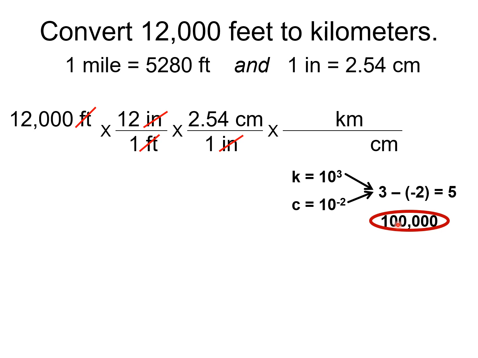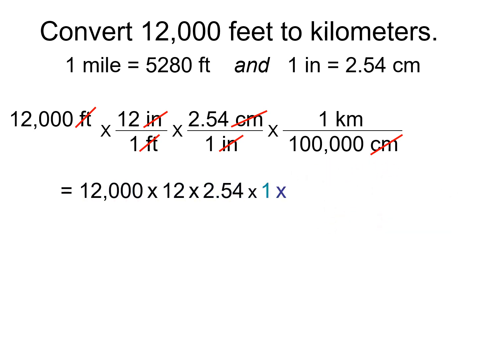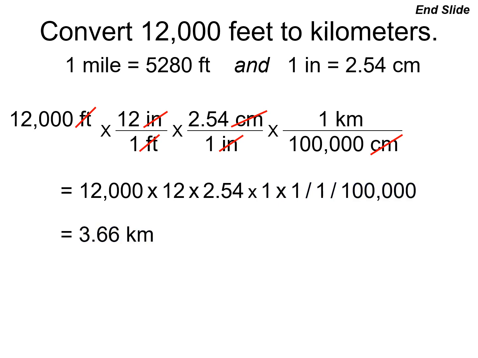So then which one of these two is going to get the 100,000? Well, it's going to be the one with the smaller unit. So the smaller unit gets the bigger number. Centi, you can see here, is smaller than the kilo because 10 to the third is much bigger than 10 to the negative second. So the centi gets the 100,000. Now we multiply everything on top, divide by everything on the bottom, and our total is going to be 3.66 kilometers.